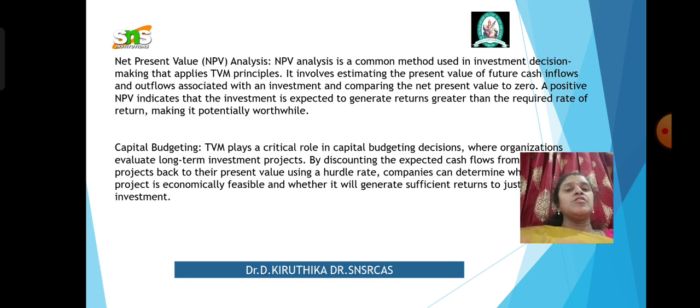The next one is net present value analysis, NPV. It is a common method in investment decisions that applies the time value principles. It involves estimating the present value of future cash inflows and outflows associated with the investment. So it calculates the cash inflows and cash outflows and compares the net present value to 0. This is the way we calculate NPV. When we have a positive NPV, it indicates the investment is expected to generate returns greater than the required rate of return, and vice versa.